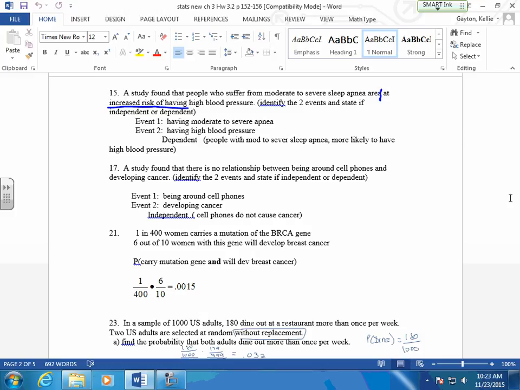A study found that there is no relationship between being around cell phones and developing cancer. So the first part, being around cell phones. The second part, developing cancer. According to this survey, this study, are they dependent or independent? Independent. Why? What does the study say? There's no relationship between this. So if there's no relationship, then they're independent of each other.